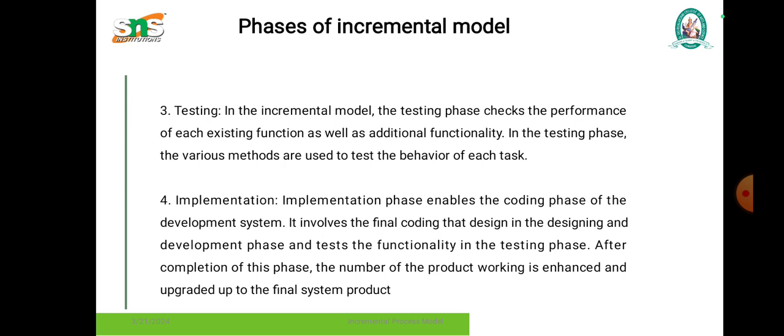And the fourth phase is implementation. The implementation phase enables the coding phase of the development system. It involves the final code designed in the design and development phase, and affects the functionality defined in the designing phase. After completion of this phase, the working of the product is assessed and upgraded to the final system product. These are the phases of the incremental model.